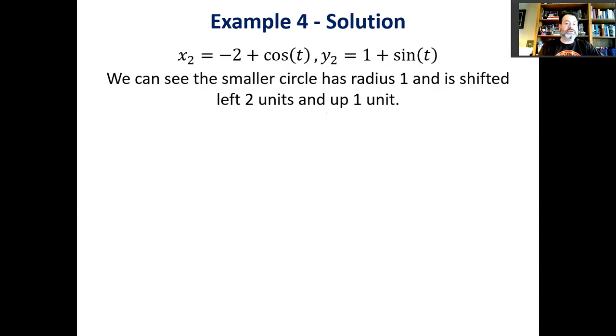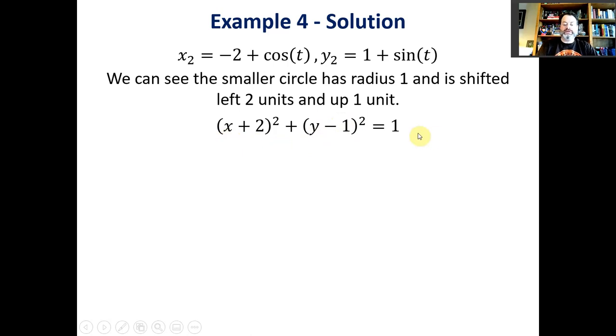The other circle, the smaller one, we can see its radius is 1, and we can also see it's shifted left 2 units and up 1 unit. So just plug those numbers into the general equation of the circle. Remember, it's x minus the center. The center is negative 2, so the x-coordinate is negative 2. X minus negative 2 is x plus 2. And it's up 1 unit, so it's y minus 1.